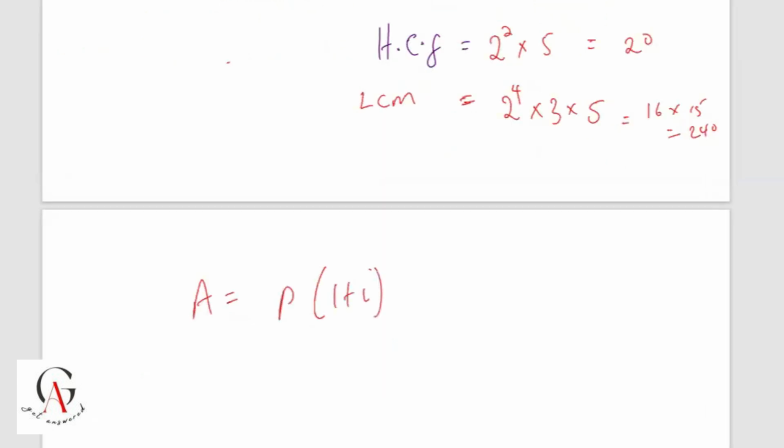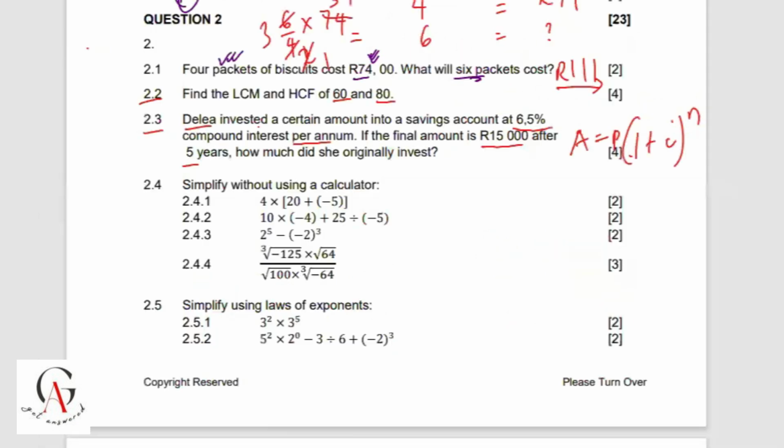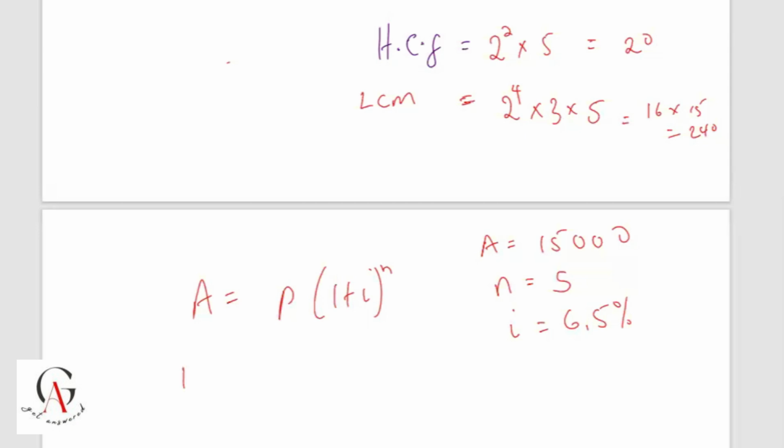P times 1 plus i to the exponent of n. But the question gave us our A, the accumulated value, as 15,000. They gave us the period as 5 years. They gave us the i as 6.5%. So what we need to do is just substitute and find the P value.